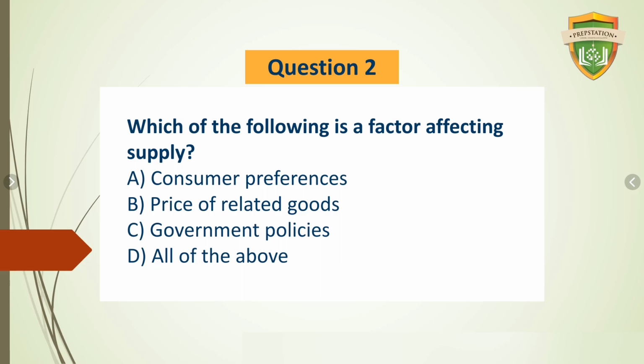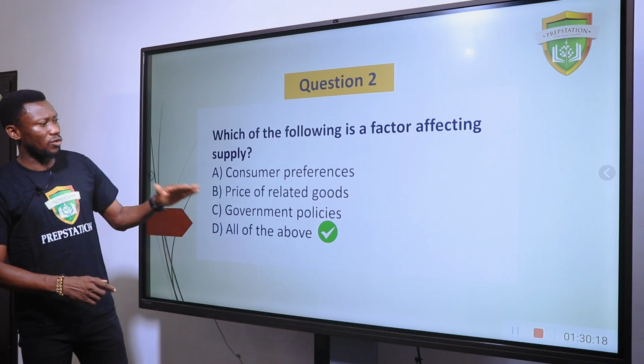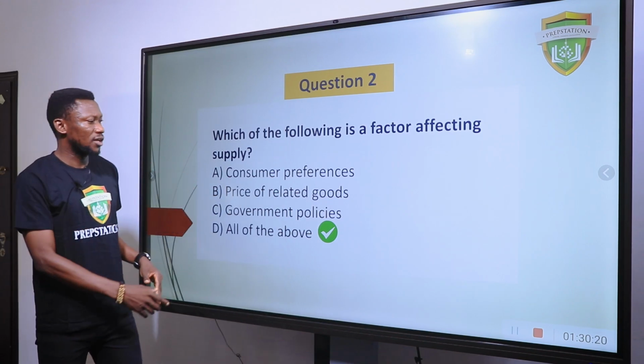Number two, which of the following is a factor affecting supply? So we have factors listed. We have consumer preferences. We have price of related goods. We have government policies, and we have all of the above, and the answer is all of the above. These are things that affect supply.